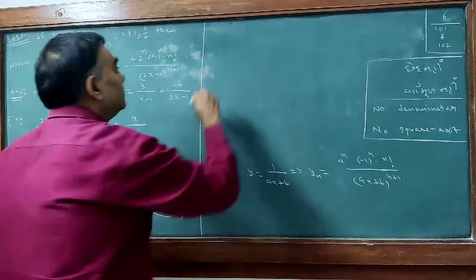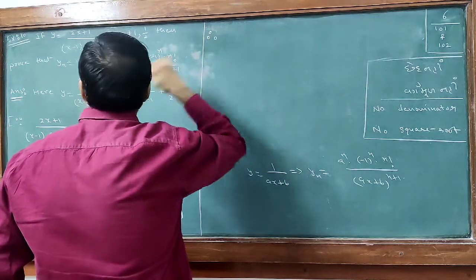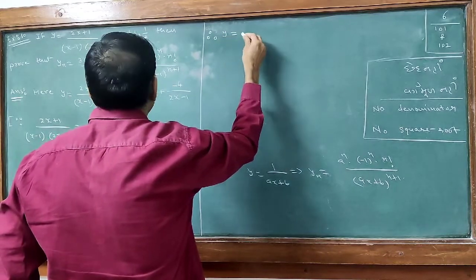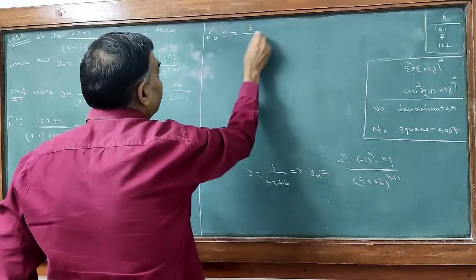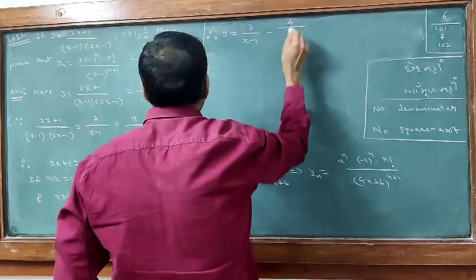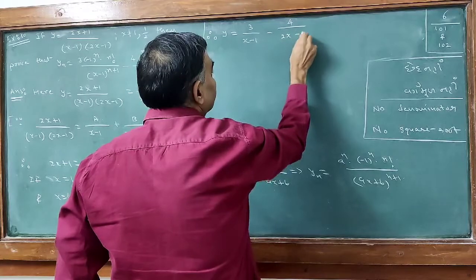And therefore y equal to 3 upon x minus 1 minus 4 upon 2x minus 1.